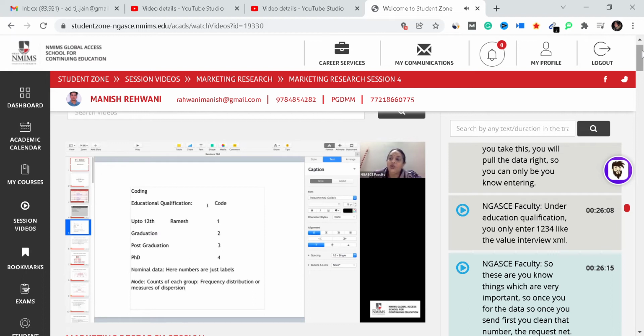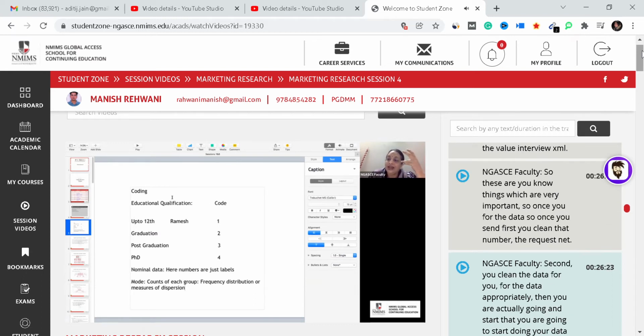Once you code the data, first you clean the questionnaire. Second, you clean the data. Third, you code the data appropriately. Then you are actually going to start doing your data analysis.